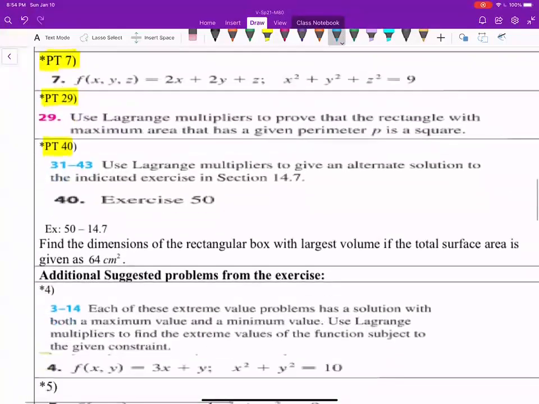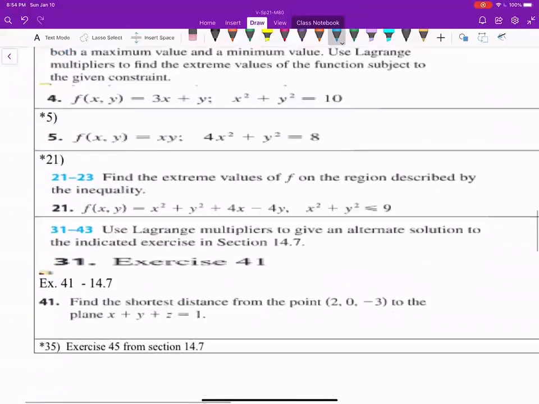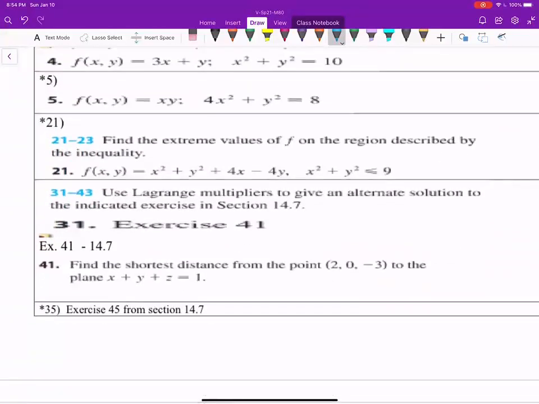We'll try one problem here, which we have done in the earlier section, problem number 41 of the earlier section. We did the same problem by using the D-test earlier. But now we are going to do the same problem by Lagrange multipliers. Some of the problems that you did in section 14.7 can be done by Lagrange multipliers as well. Use Lagrange multipliers to give an alternate solution to the exercise from section 14.7.